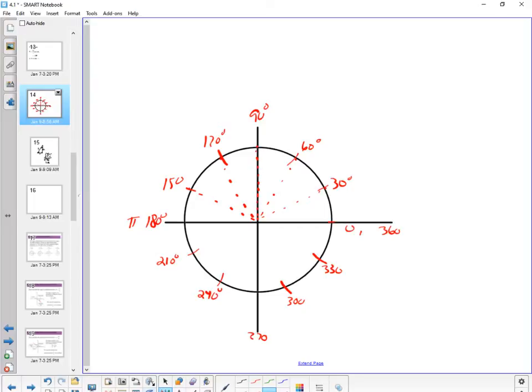What's 30 degrees? What's my radian measure? Pi sixths? 2 pi sixths? Right? This is 3/6 pi, 4/6 pi, 5/6 pi. That's ugly 5. 6/6 pi, 7/6 of pi, 8/6 of pi. Yeah, I just had a brain fart. I'm sorry.